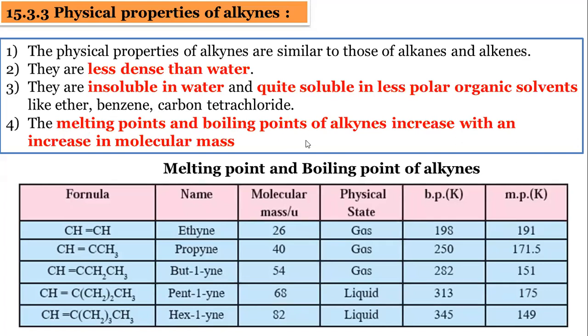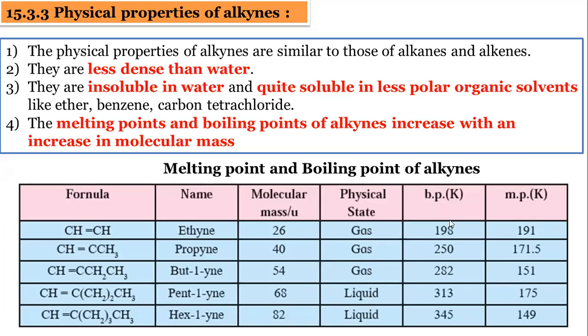The melting points and boiling points of these alkynes increase with increase in molecular mass. See here, ethyne, propyne, butyne, pentyne, and the molecular masses shown here are 26, 40, 54. It is increasing. As the molecular mass increases, the physical states are given. Ethyne, propyne and butyne are gases, and the next ones, pentyne and hexyne, are liquids. Similar to the alkanes, the first three members are gaseous, then up to 17 carbons they are liquids, and after that they are solids.